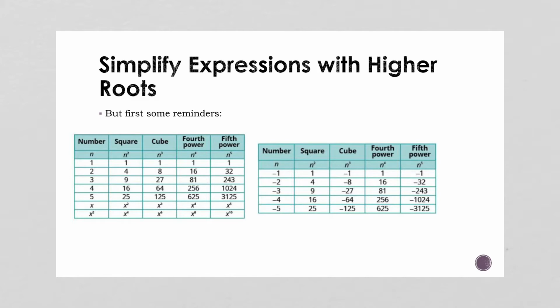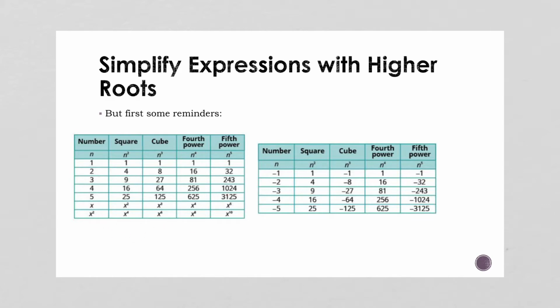One thing I want you to look at is right here, this column is our number, okay? Whenever we square that number, that's what we get. Whenever we cube that number, that's what we get. Whenever we raise that number to the fourth power, that's what we get. When we raise the number to the fifth power, that's what we get, okay? There's nothing really strange about this table right here.